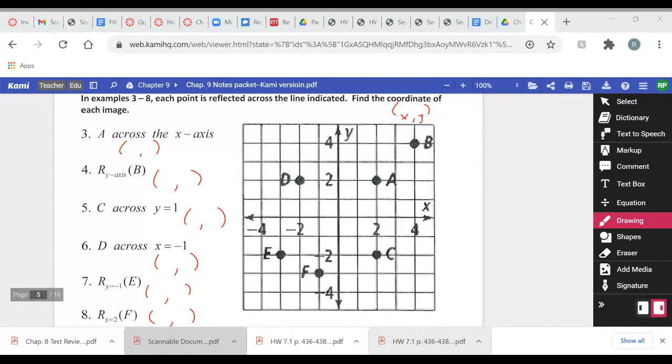If we reflect A across the x-axis, then that is referring to, here's my line of reflection, the x-axis. Here's point A right here. And if I see how far A is away from my red line, it is 2 away. So if I take it 2 away on the other side, then it is right here.